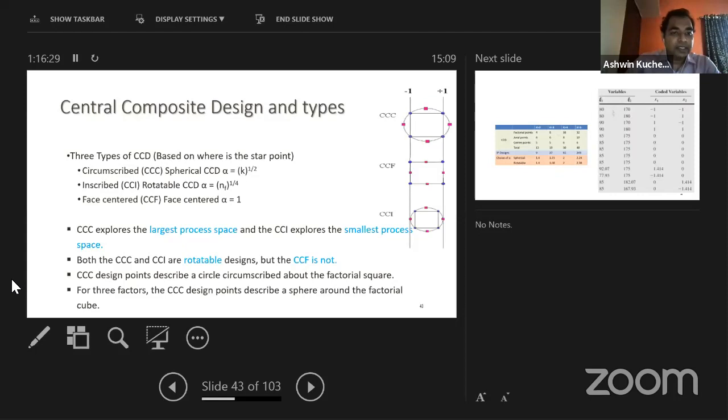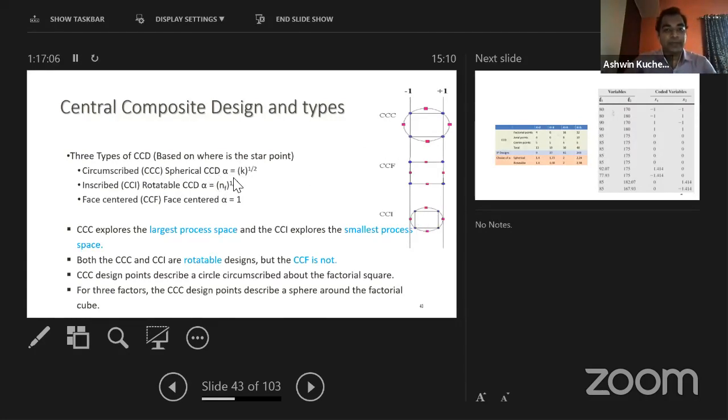So if you see here, the circumscribed spherical central composite design has the largest process space. The design space of the circumscribed central composite design is large compared to the inscribed central composite design. Both the circumscribed and inscribed central composite designs are rotatable as compared to the face-centered one. And for this 3-factor central composite design, points describe a sphere around the factorial cube for the CCC and CCI. So these are different types of central composite design.